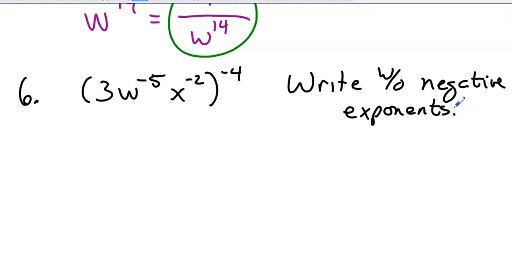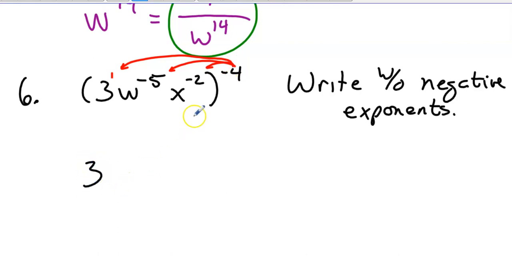Okay, and basically the same directions on this one. They're going to ask you to write it without negative exponents. Now there's no like terms in there, and no fractions. So all you're going to do is go back and remember that that's still 3 to the first power. You're going to take this negative 4 and multiply it to all the different powers that you have here.